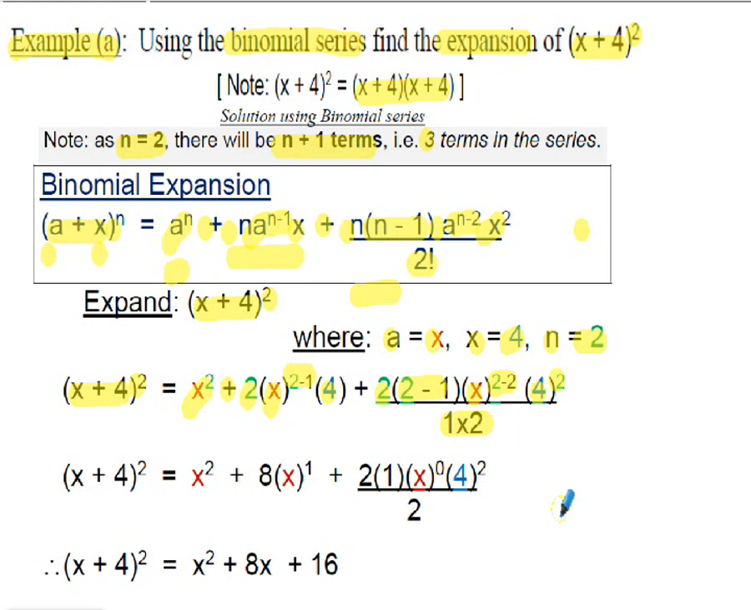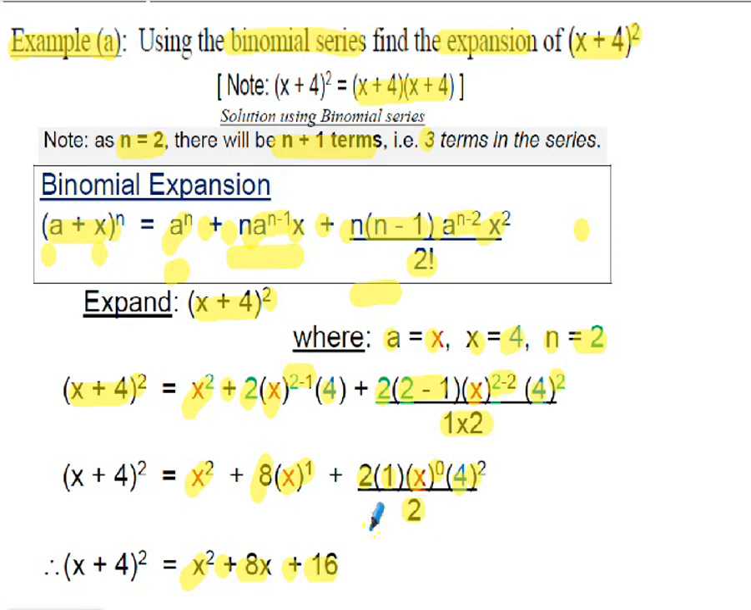On the next slide, I just simplified the numerical values. So x squared is the first term, and I get 2 times 4, so the second term is going to be 8, and that's x to the power of 1, or simply x. And then for the third term, I get 2 times 1 in the bracket, times x to the power of 0, because 2 take away 2 is 0, and that's times 4 squared over factorial 2, which is 2. So simplifying my final line, I get x squared plus 8x plus 16.